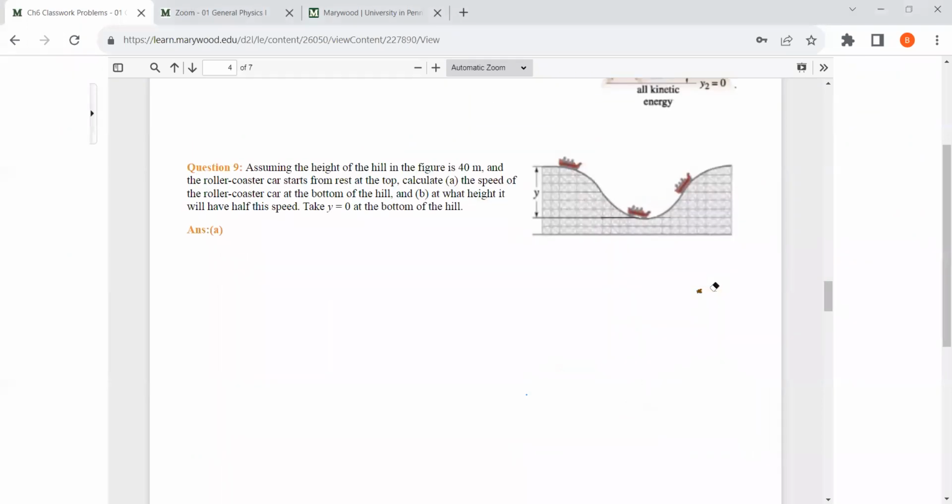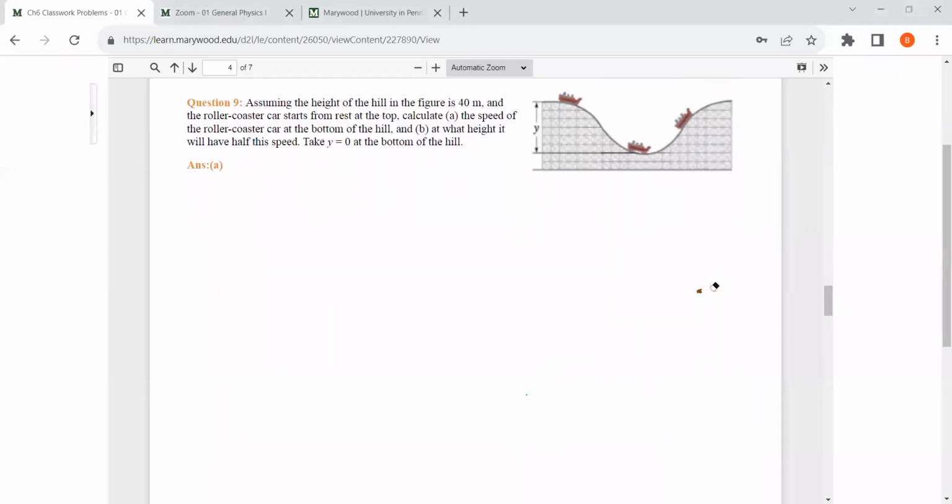All right, so this is the last problem for this lecture, and then in the next class we are going to do more.